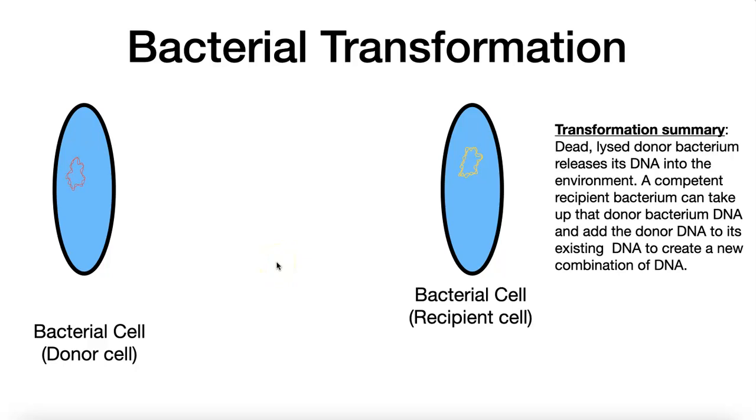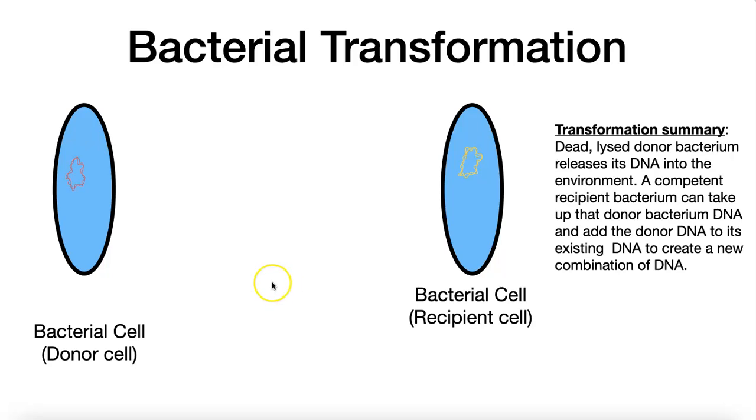This video is going to describe bacterial transformation. Remember, bacterial transformation is one of the three types of horizontal gene transfer that we are going to be interested in learning about. So generally speaking, horizontal gene transfer is when a piece of DNA moves from one bacterial cell, defined as the donor cell, to a recipient cell. So that's what horizontal gene transfer is.